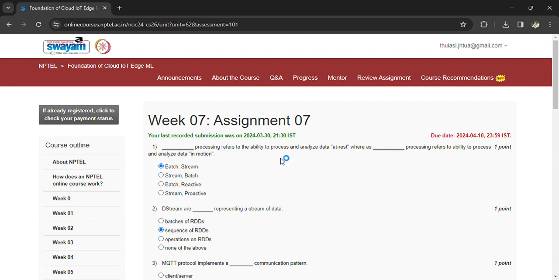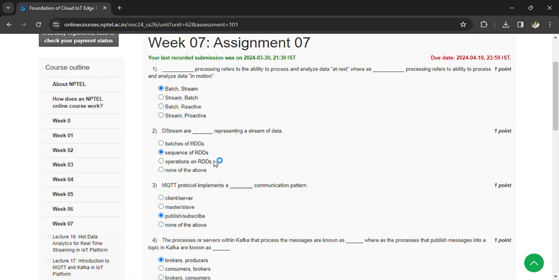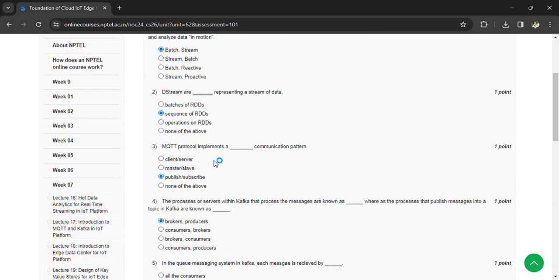Coming to the first question, batch processing refers to the ability to process and analyze data at rest, whereas stream processing refers to the ability to process and analyze data in motion. A DStream, or discretized stream, represents a stream of data, a sequence of RDDs. The MQTT protocol implements a publish-subscribe communication pattern. The processes or servers in Kafka that process the messages are known as brokers.